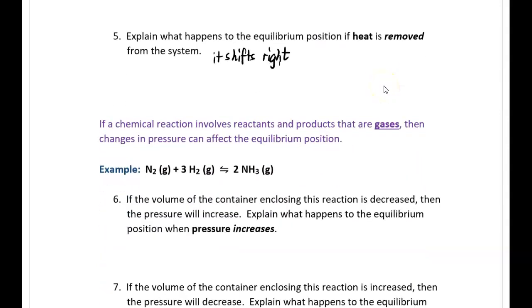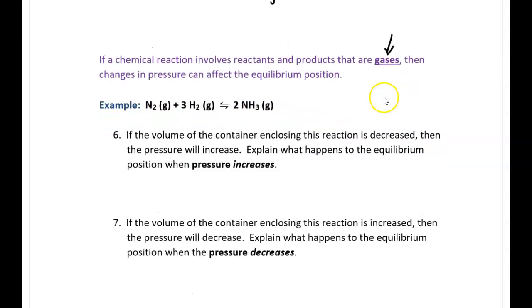If a chemical reaction involves reactants and products that are gases, then changes in pressure can affect the equilibrium position. Here's an example. N2 plus 3H2 produces 2NH3, and that happens in reverse. Number 6, if the volume of the container enclosing the reaction is decreased, then the pressure will increase. Explain what happens to the equilibrium position when pressure increases.